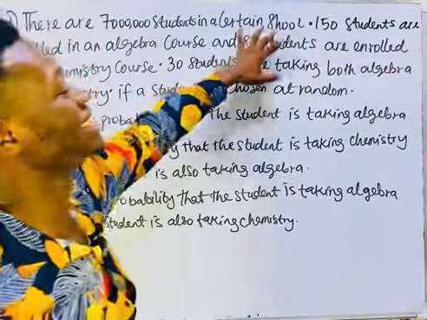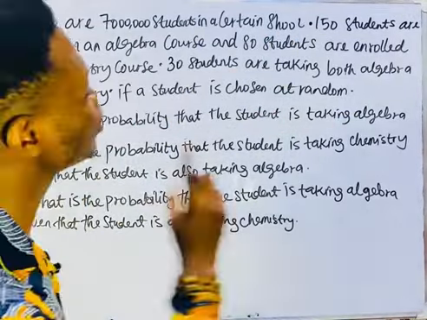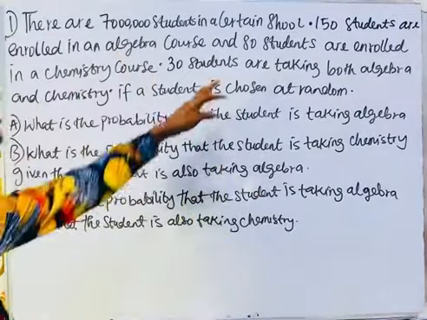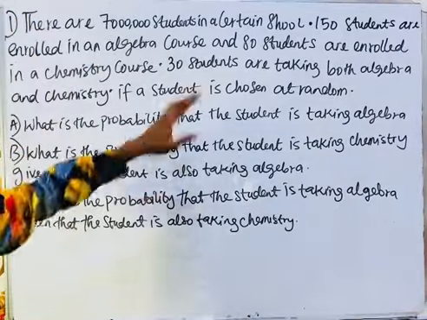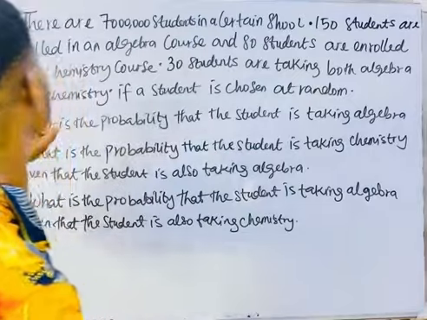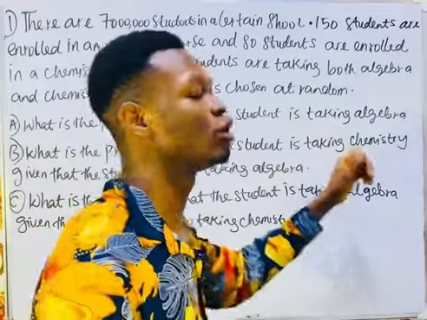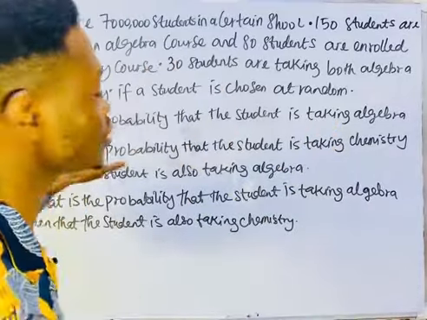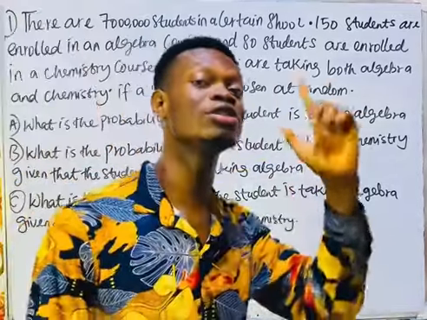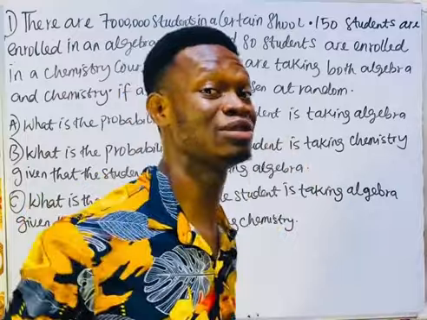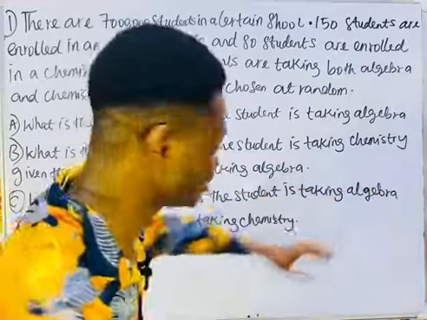There are 7 million students in a certain school. 150 students are enrolled in an algebra course, and 80 students are enrolled in a chemistry course. First up, 30 students are taking both algebra and chemistry. If a student is chosen at random, question A reads: what is the probability that the student is taking algebra? The second question is, what's the probability that the student is taking chemistry?